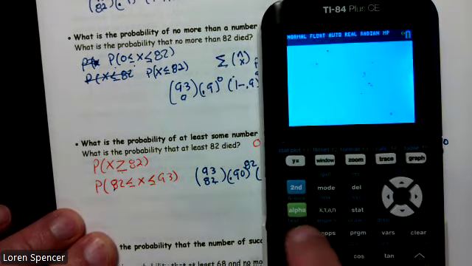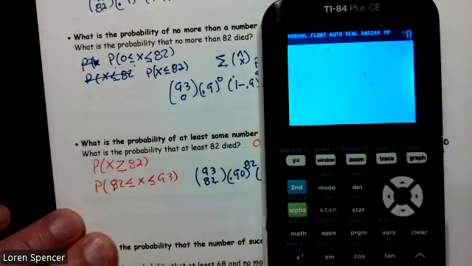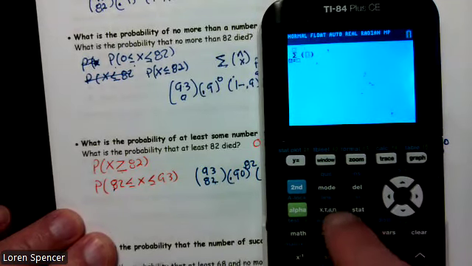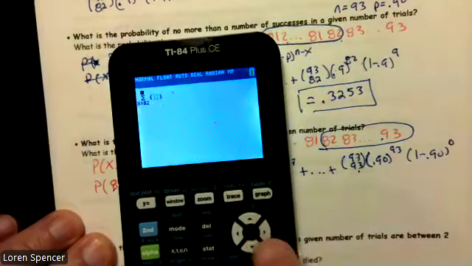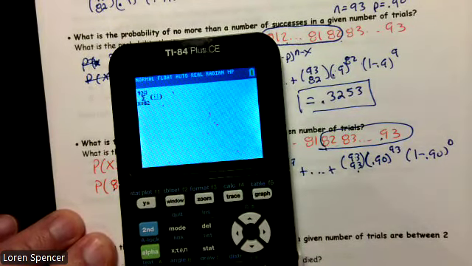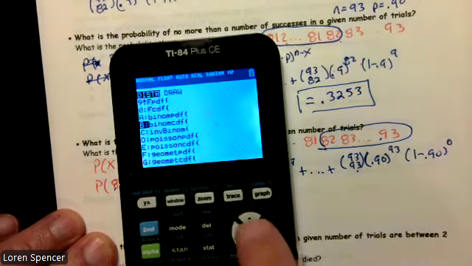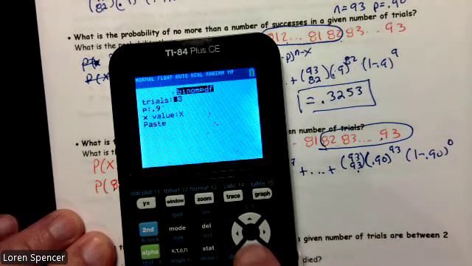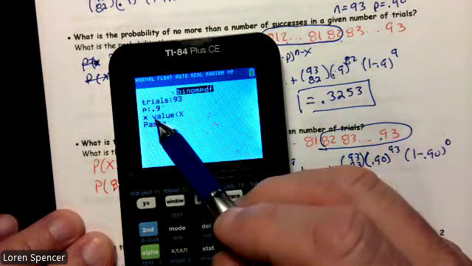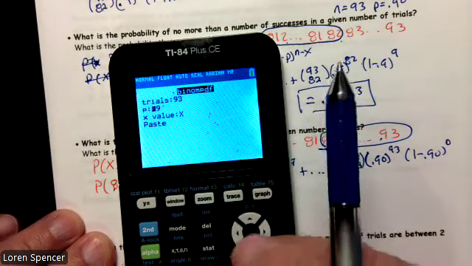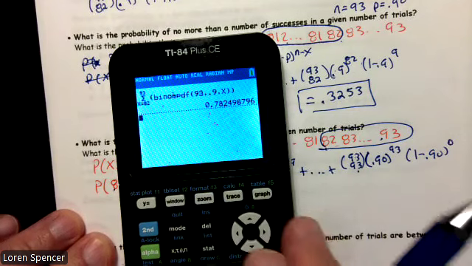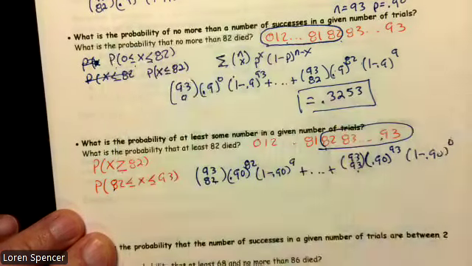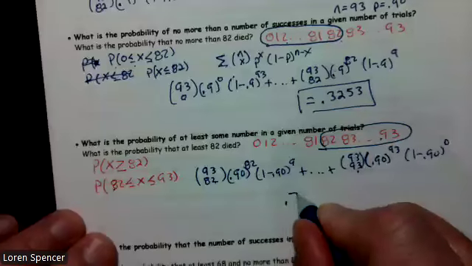So, math, summation. We press X. The lowest value we circled was 82. The highest value we circled was 93. Second vars, binomial PDF, and trials is 93. Probability of death is 0.9. Our X value, we're just using X because we have the summation. We get 0.78249. So 0.7824.